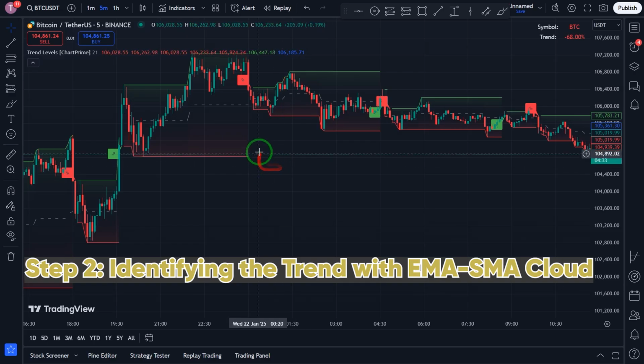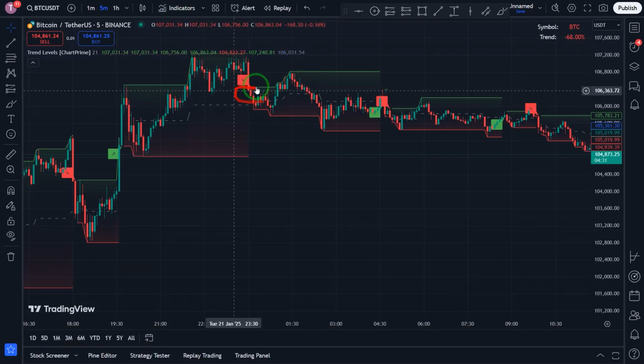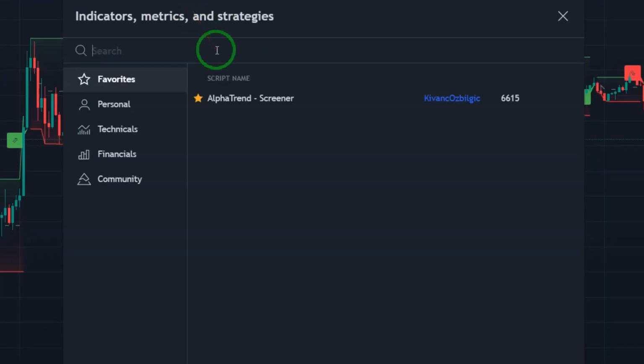Next, we'll add the EMA/SMA cloud to better visualize the market trend. To do this, first, head to Indicators. Second, search for EMA/SMA cloud by T.A. Dave and add it.